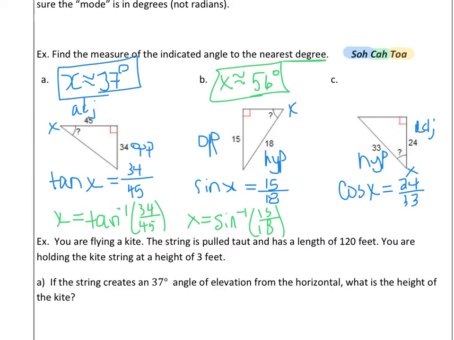And then I'm going to undo my cosine to get my x by itself. So the undoing is called inverse cosine. And I'm going to inverse cosine the other side of the equation and get inverse cosine of 24 over 33. I type that in my calculator, and it will tell me that my angle is about 43 degrees.